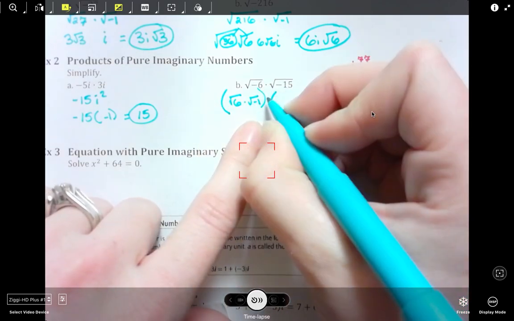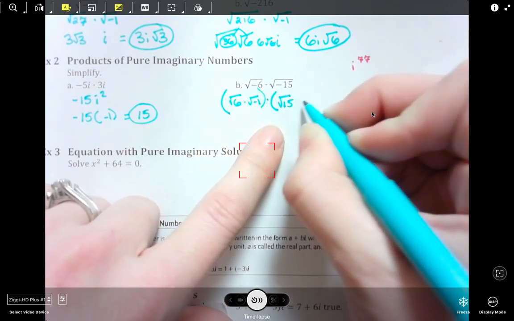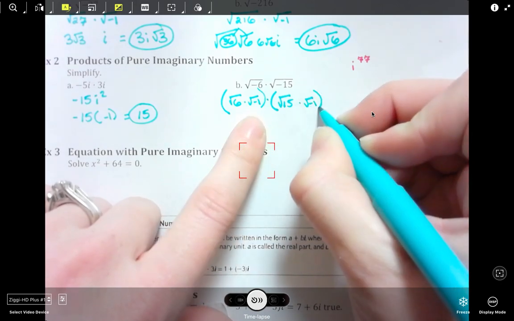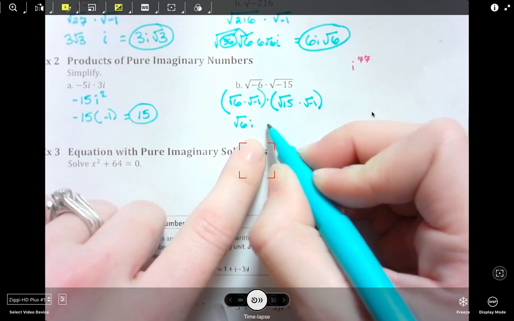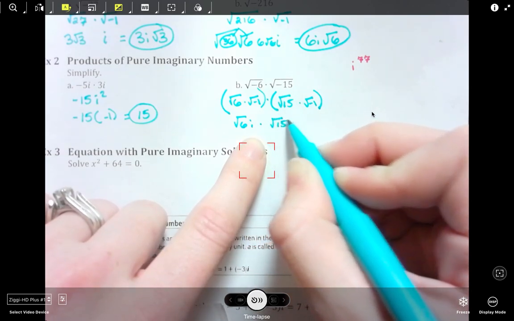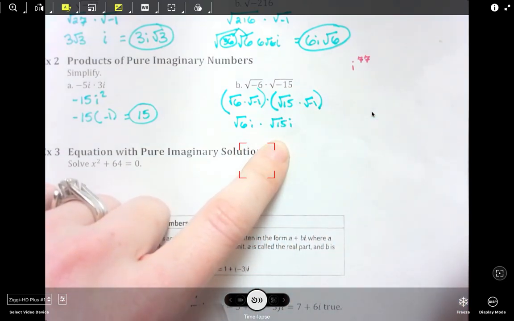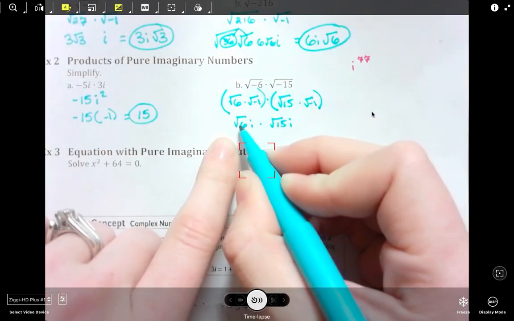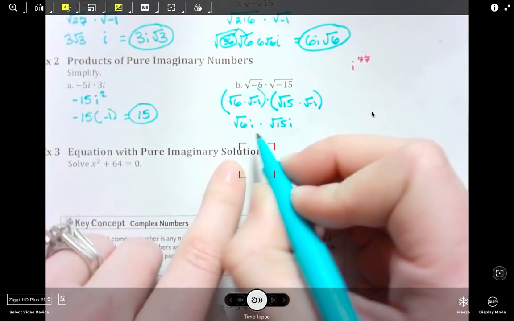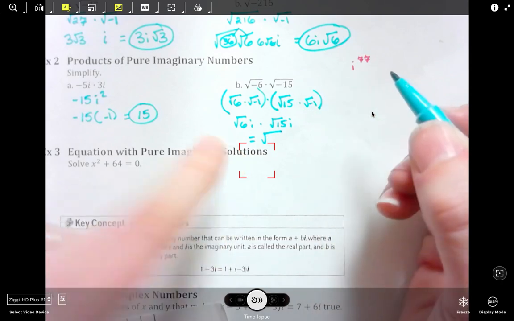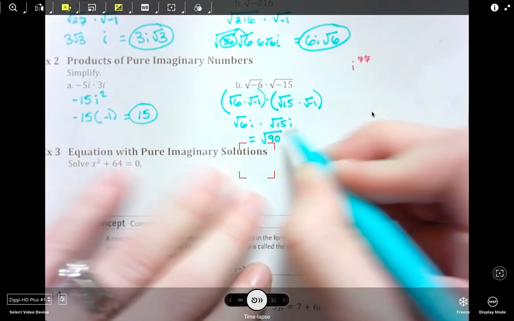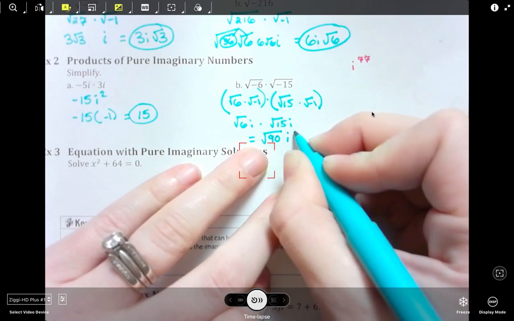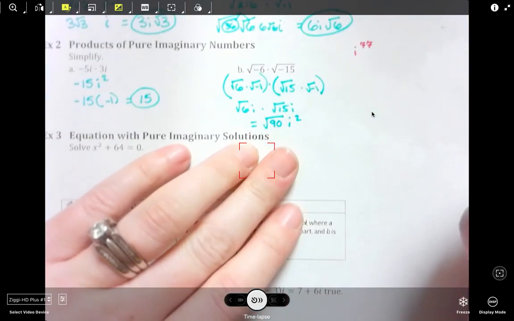And this guy over here is the square root of 15 times the square root of -1. Okay, so you basically have the square root of 6i times the square root of 15i, because those -1s are i's. Then we can multiply the square root of 6 and the square root of 15 together. That's the square root of 90, I think. And the i's will multiply to make i squared.